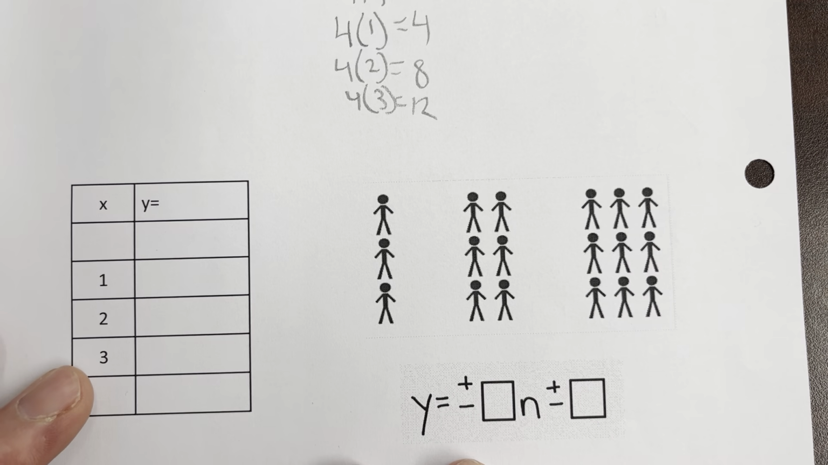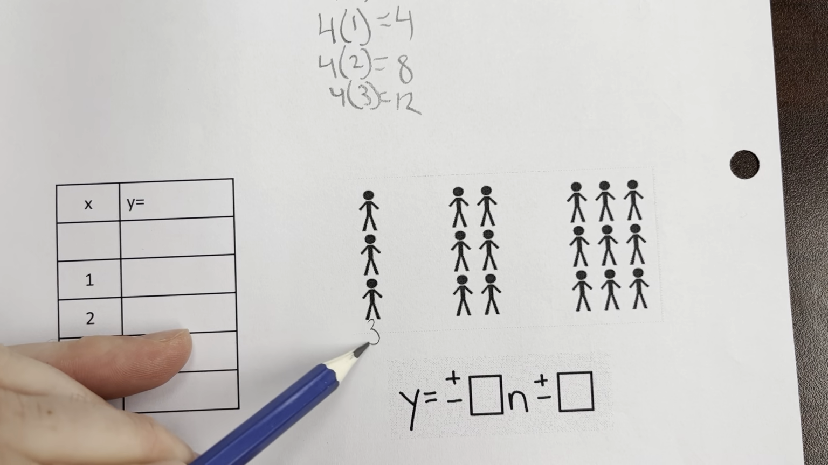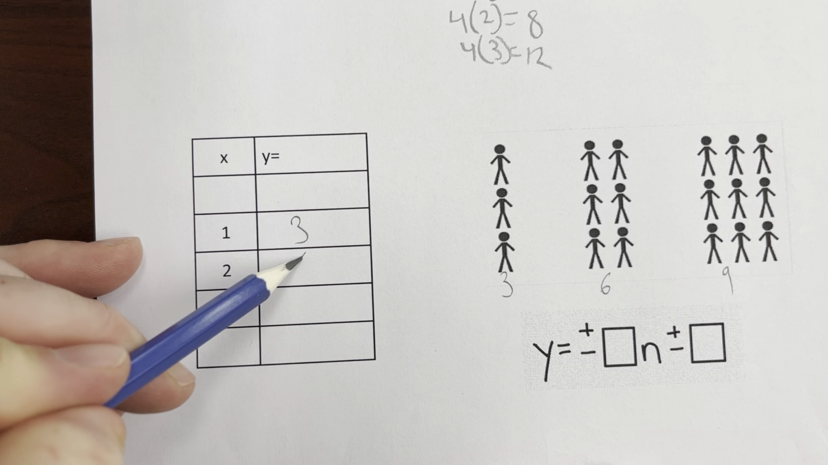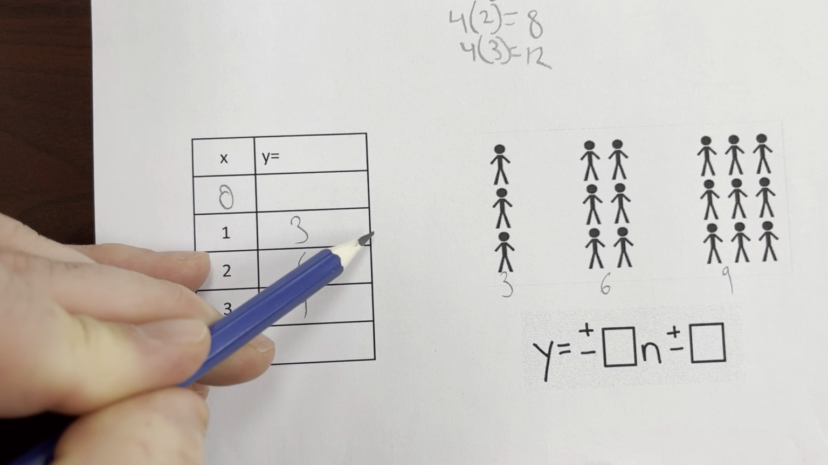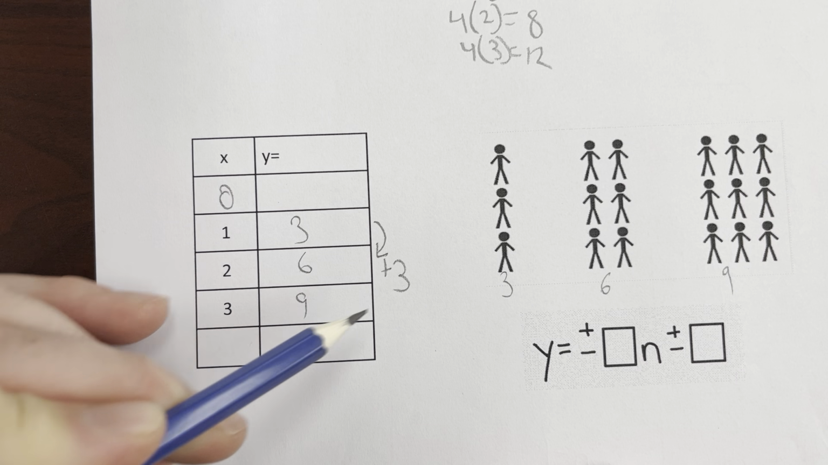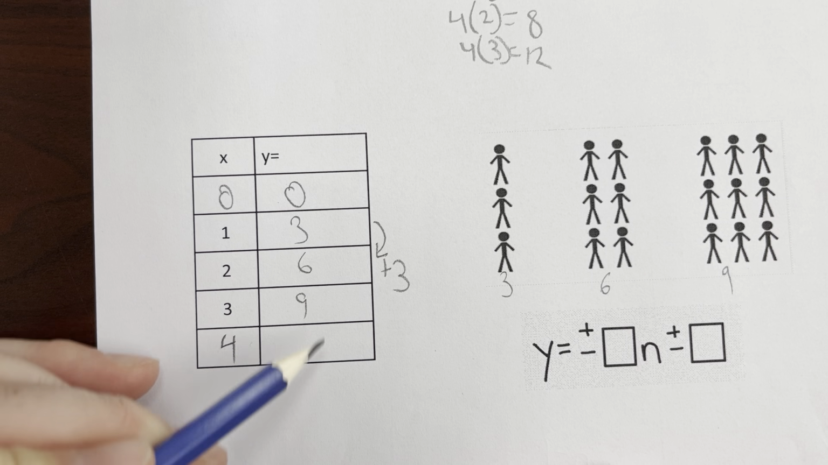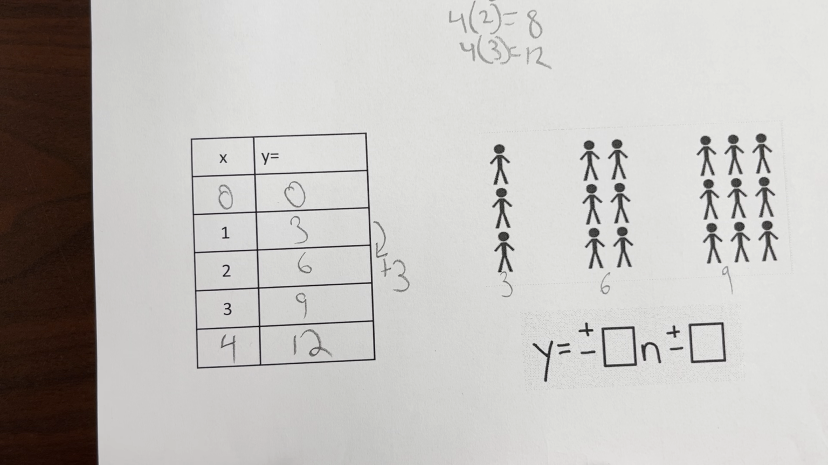All right, one last one. So there's 3 in this one. I see there's 6 here and there's 9 here. So 3, 6, 9, we need our 0 row. We're increasing by 3, so we're going to decrease by 3. So that's back to 0. And sure, we'll go with 4, so it's a 12.